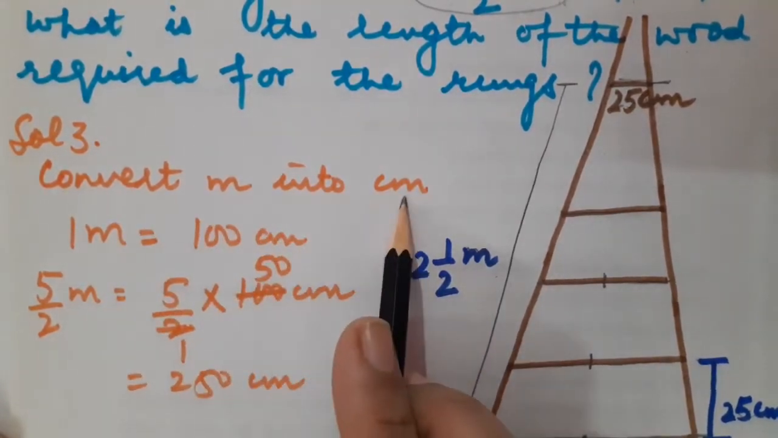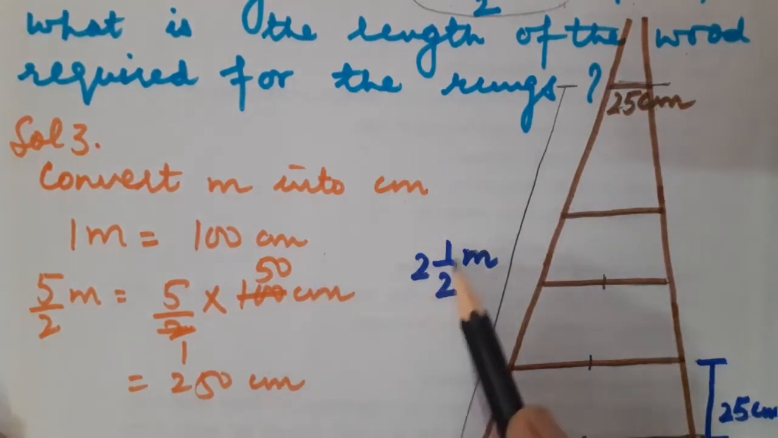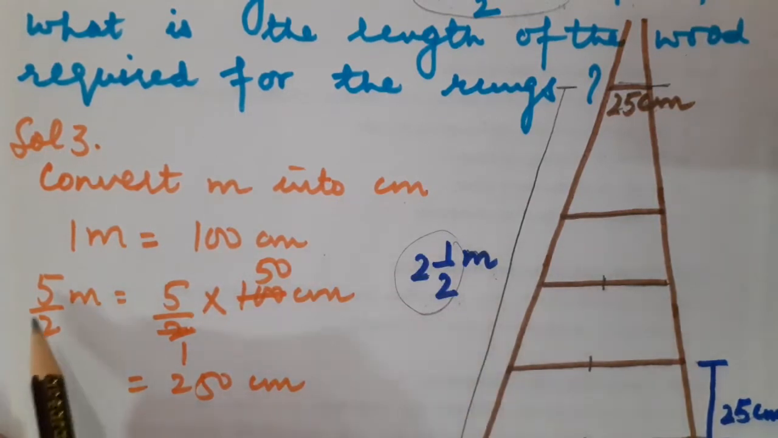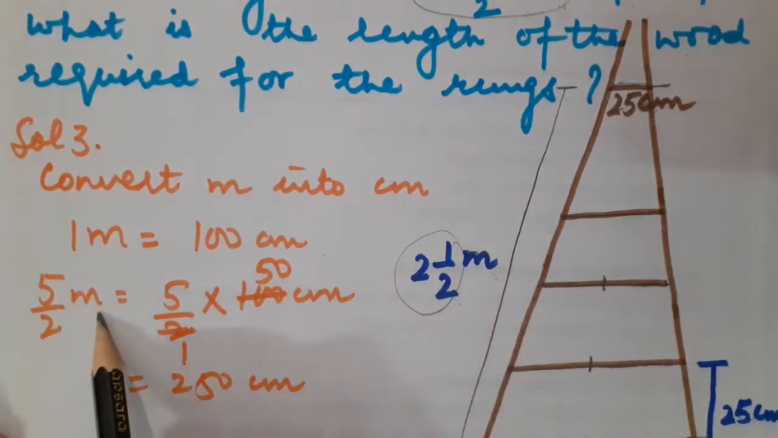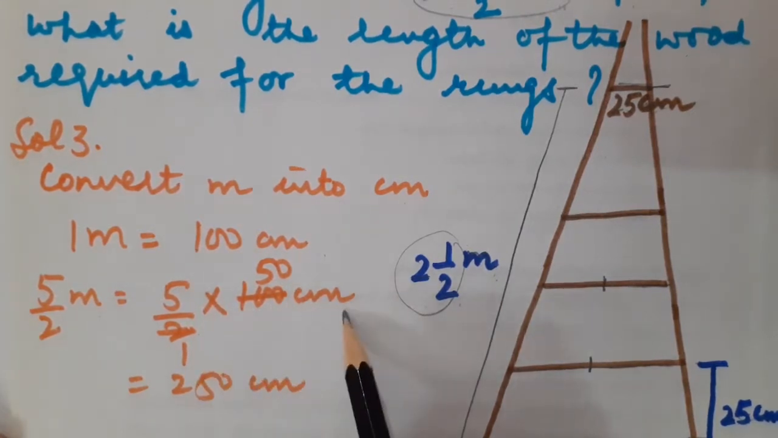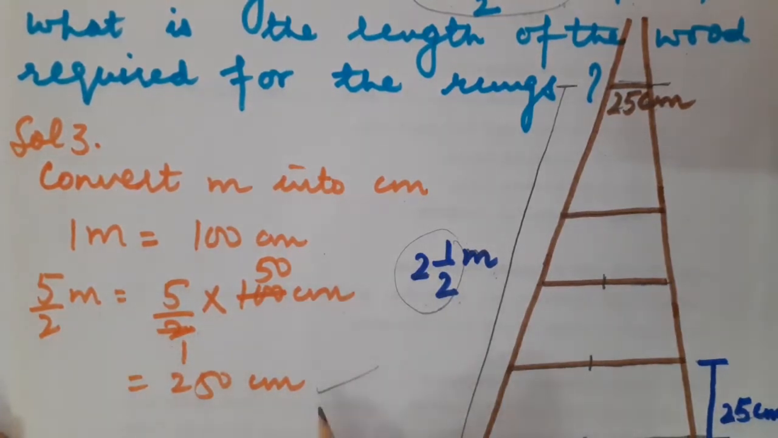Convert meter into centimeter. 1 meter is equal to 100 centimeter. This is 2 whole 1/2 meters. Convert this mixed fraction into an improper fraction. You will get 5/2 meters is equal to 5/2 into 100 centimeter. Cancel them, 100 by 2. So you will get 250 centimeter. Correct? This is the conversion of 5/2 meter into centimeter.